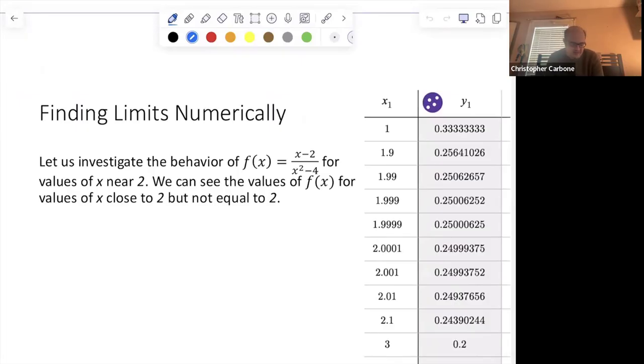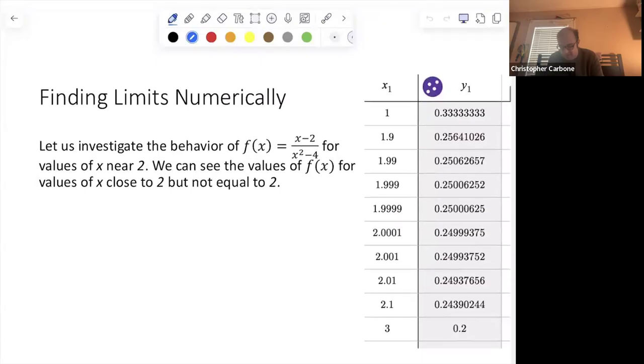But finding limits numerically. Let us investigate the behavior of f of x is equal to x minus 2 divided by x squared minus 4, for values of x near 2. And if we try to pop 2 into that, you can see we get 0 divided by 0. No one wants that as an answer. We could see values of f of x for values of x close to 2, but not exactly equal to 2.